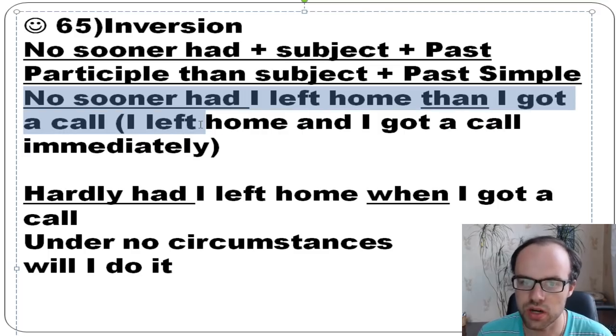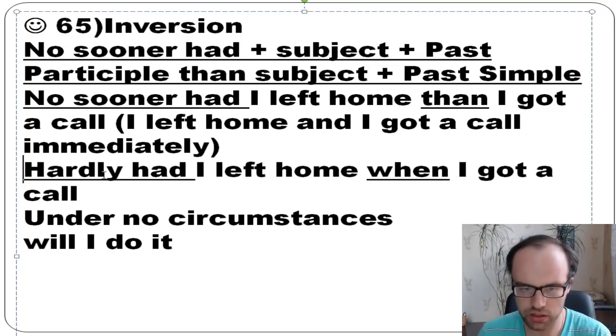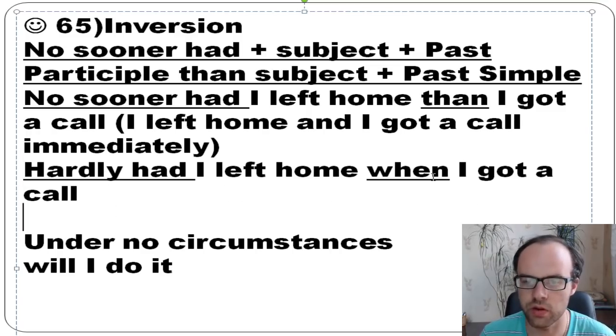You can also use hardly had, the same idea, but you need to use "when" instead of "than." So hardly had I left home when I got a call. Okay, the same thing, but we use "when" instead of "than."